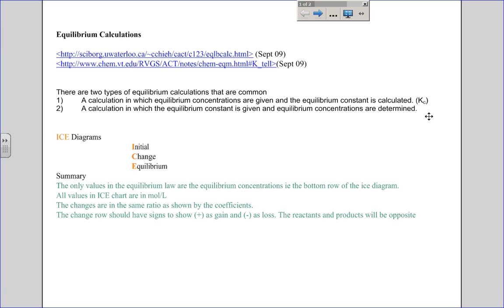The second type of calculation is one where we're given the equilibrium constant, and we'll use that information in order to help us to calculate the equilibrium concentrations of the system. In order to organize our information in these types of problems, we use what's called an ICE diagram or an ICE chart. In these charts, the I stands for initial, the C stands for change, and the E stands for equilibrium. These 4 points summarize some important facts about solving these types of problems, and we'll come back to them after we've looked at an example.